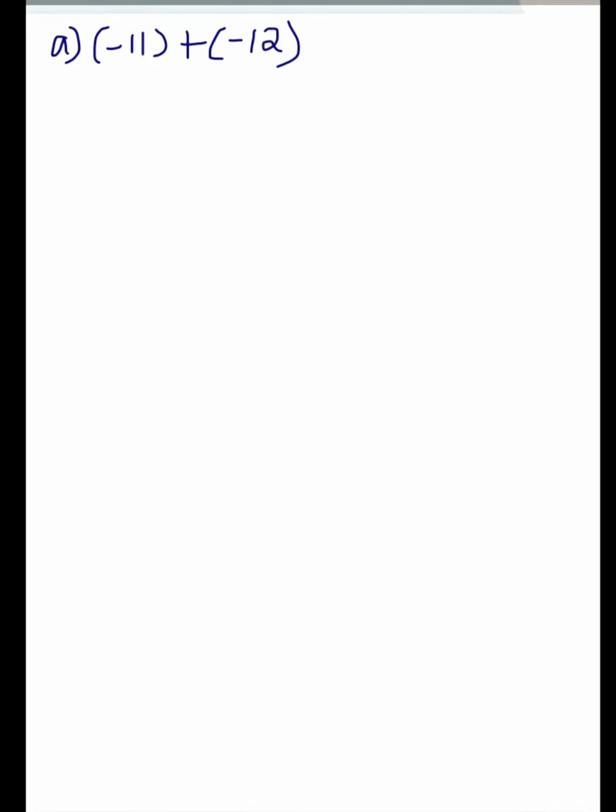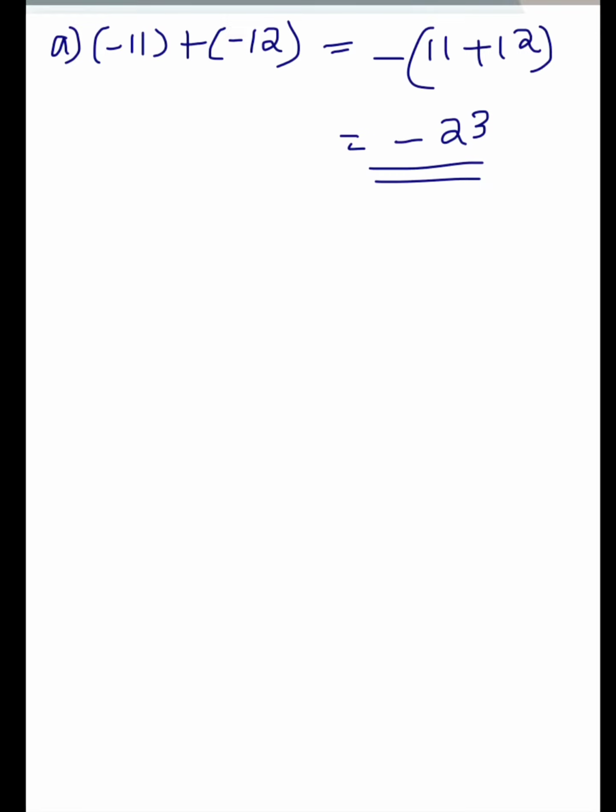So in this case what you have to do, you have to just add them, that is 11 plus 12, and then you have to put the sign as it is, that is here it's negative sign, so you have to put the negative sign. So the answer will be minus 23. Okay, here both are negative integers, so you have to just add them and put the negative sign.